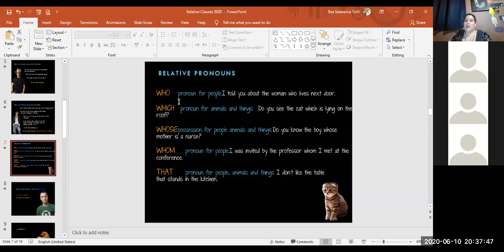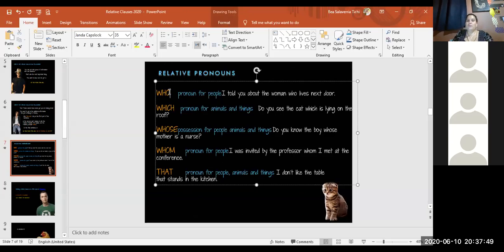We use who for people. We use which for animals and things. We use whose for possessions. We use whom as a pronoun for people. And we use that for people, animals, and things. But it's important to know that who is for people only, which is for animals and things, whose is for possessions, whom is a pronoun for people, and that is a pronoun for people, animals, and things. For example, I don't like the table that stands in the kitchen.